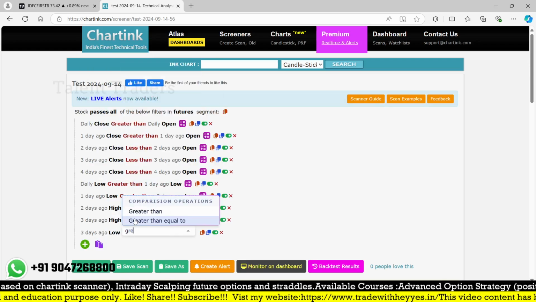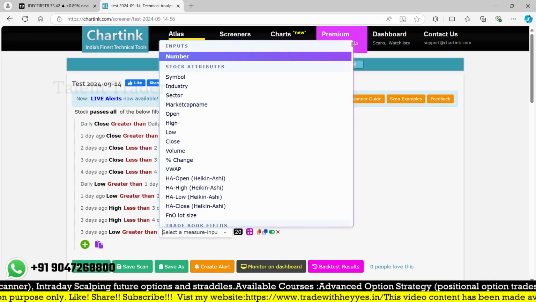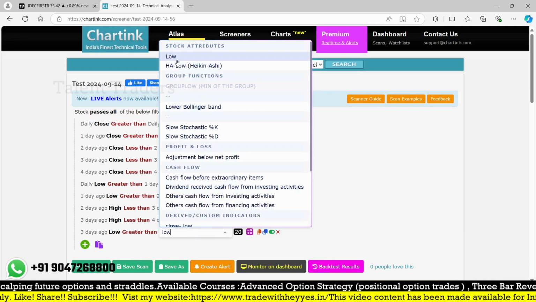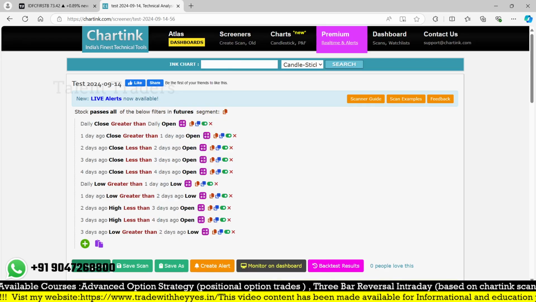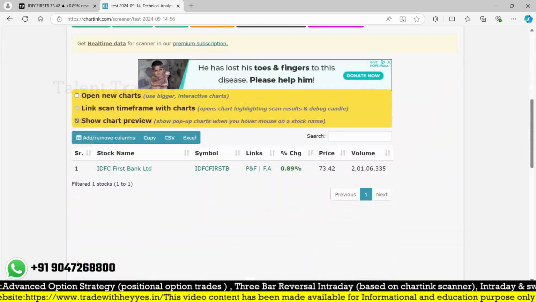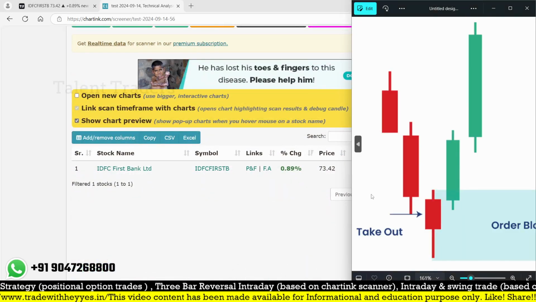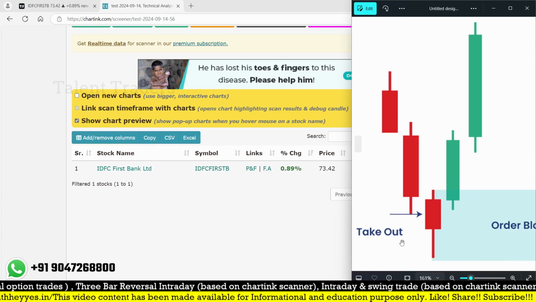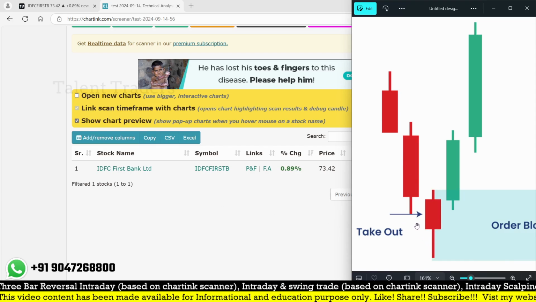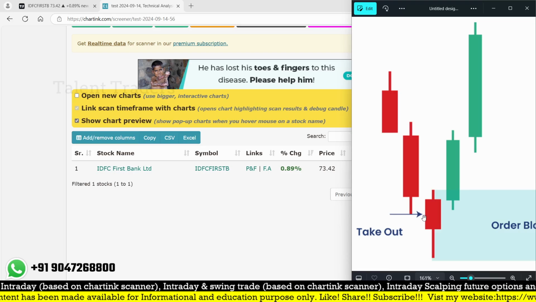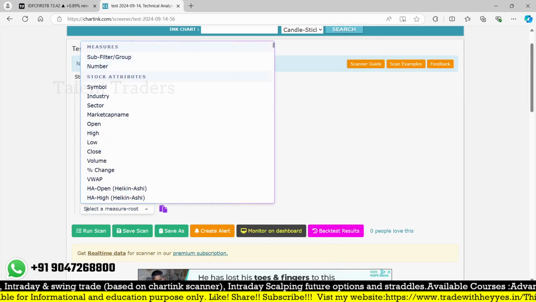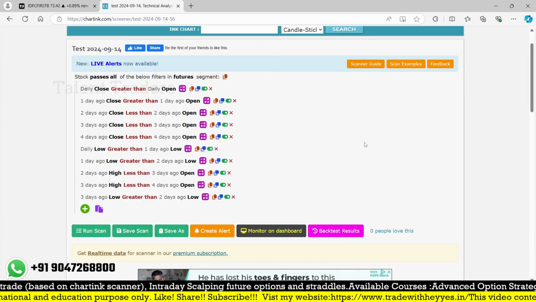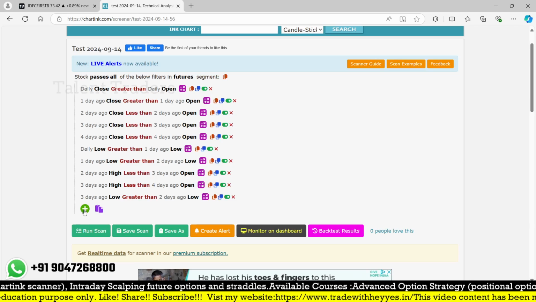Low should be greater than the low of minus 3, minus 2. Okay, so I'm just simply following the steps and trying to find this IDFC. It looks like the same: minus 2 open is greater than the close, and the close is lesser than the low. Okay, that's one more condition.